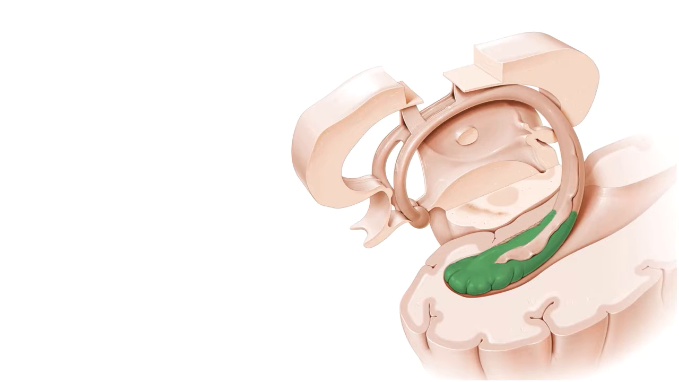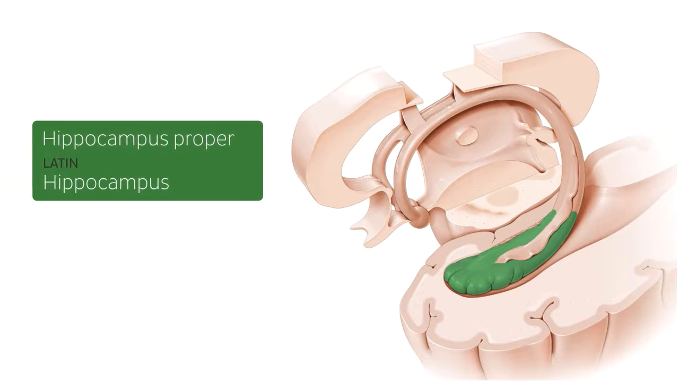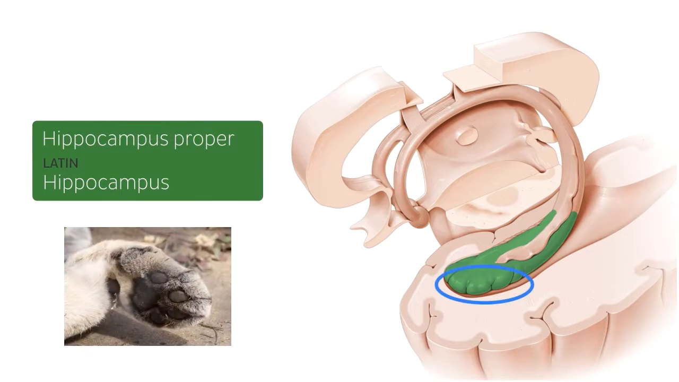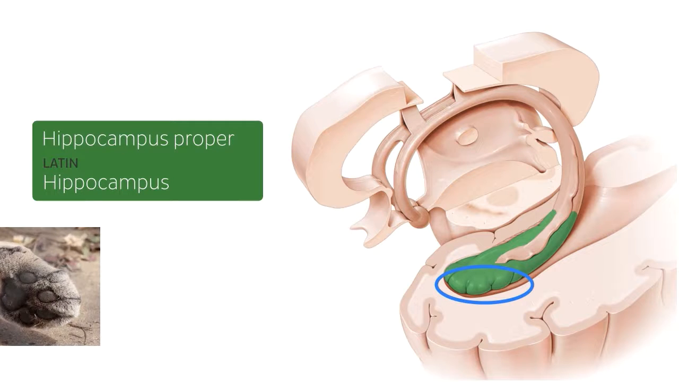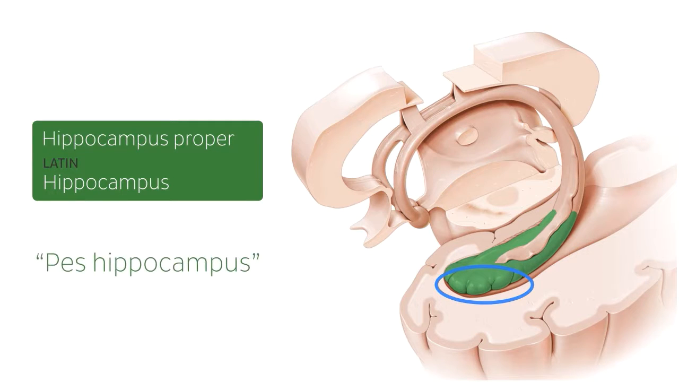The hippocampus proper is a bundle of grey matter which resides in the floor of the temporal horn of the lateral ventricle. As you can see in our image, the anterior hippocampus is wider than the posterior extension, and its areas of indentation make the structure resemble a paw. This region of the hippocampus is also known as pes hippocampus.